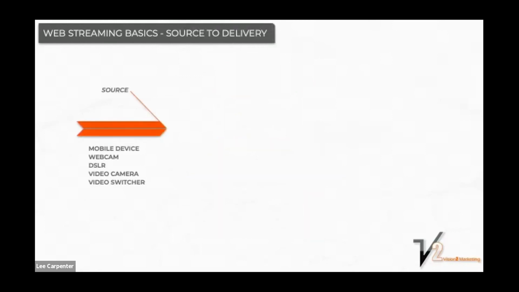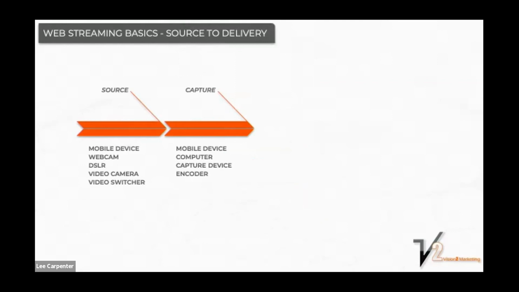So, source to delivery. A source can be anything that captures video. That can be a mobile device, a webcam, a DSLR, a video camera, and a switcher. A source is just the actual camera or the object that's capturing or playing back the video. That's all that means.